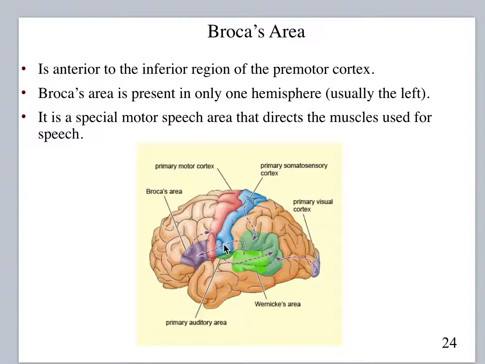Broca's area is a specific area of the premotor cortex that has to do with speech and language. This controls the muscles of speech, the tongue and the throat muscles, and it is especially devoted to this. Broca's area is only seen in one hemisphere, usually the left hemisphere, so there's not a Broca's area on the right hemisphere. The Broca's area on the left hemisphere controls the speech and language, which affects both sides.